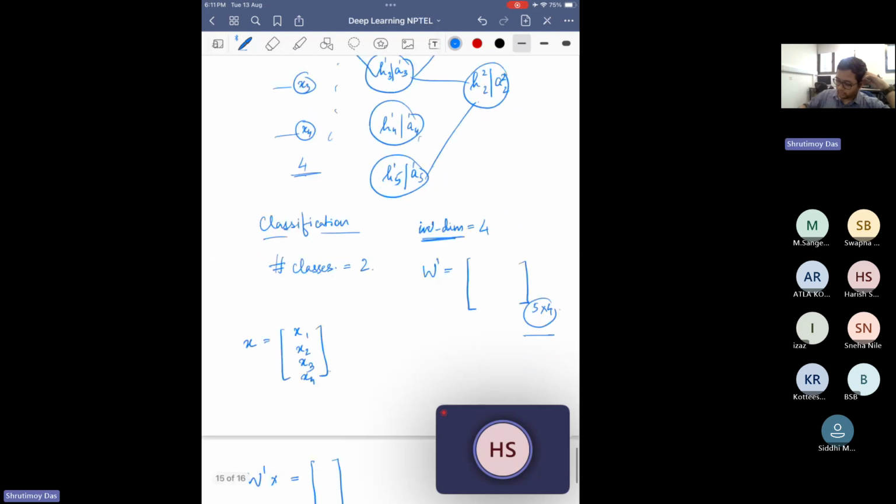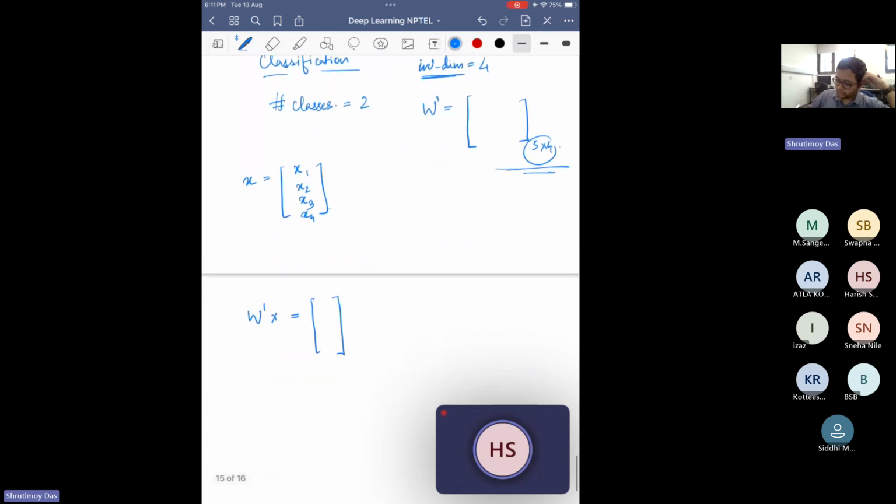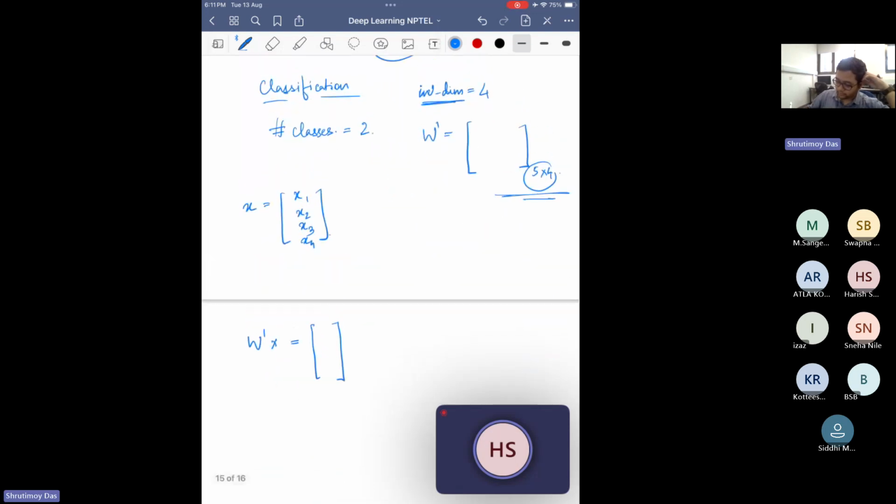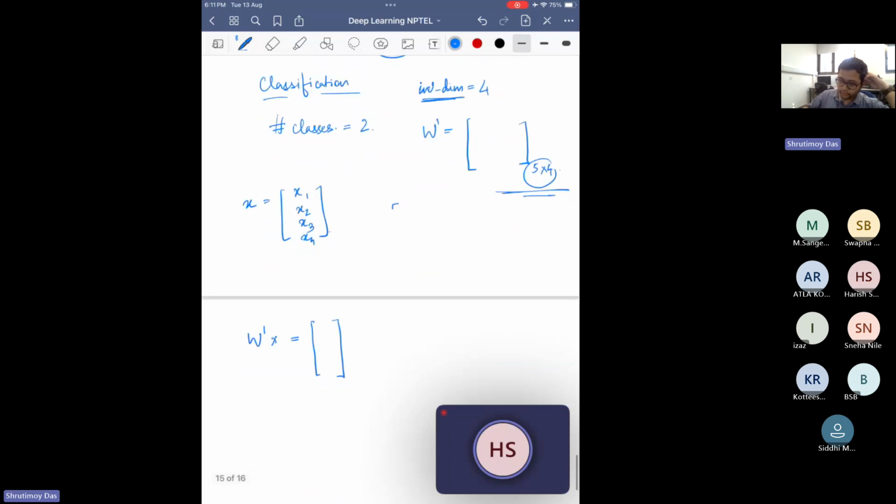Okay, so I'll first show you why this is 5 by 4. First of all, suppose you have an m cross n matrix. m cross n means your number of rows is m and your number of columns is n, right? And if I multiply an m cross n matrix with an n-dimensional vector, what will be the size of the output? You can answer.